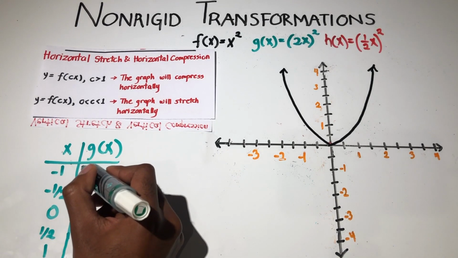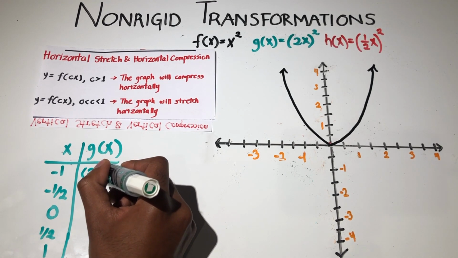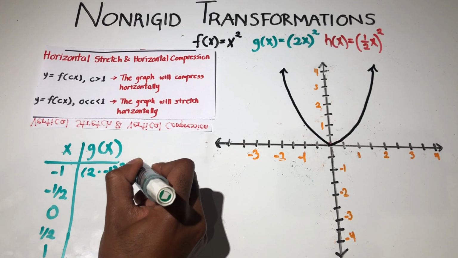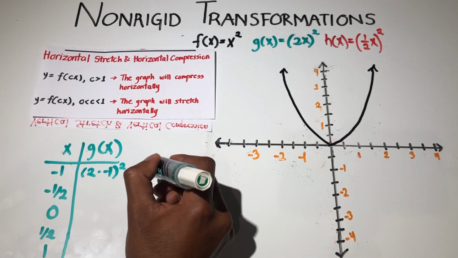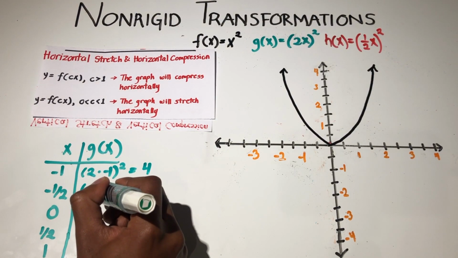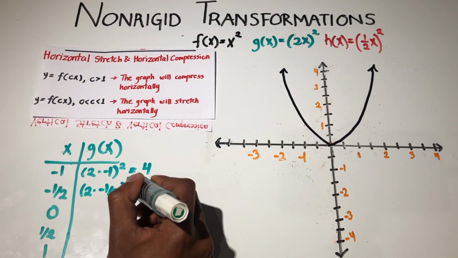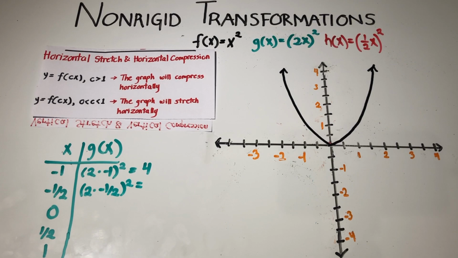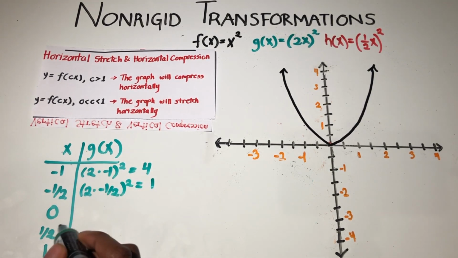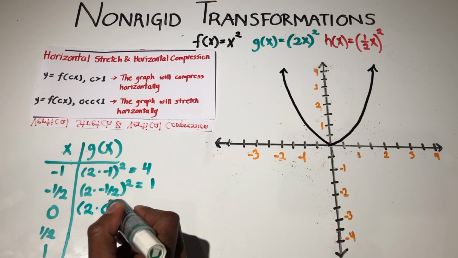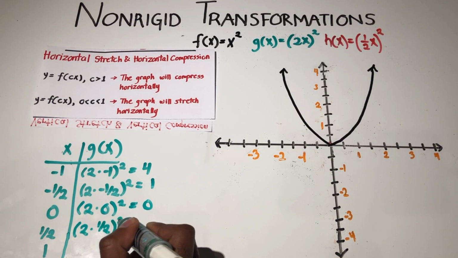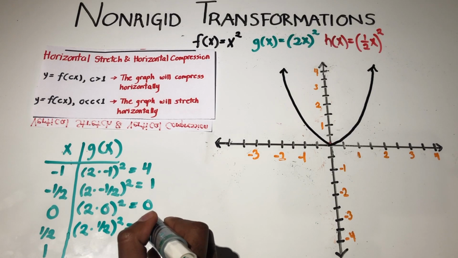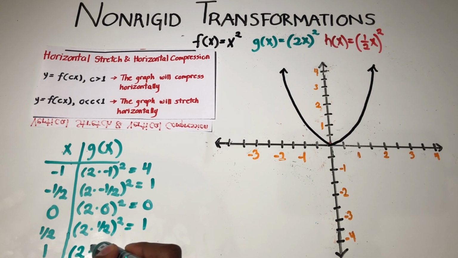Okay, so if we go ahead and do this, we have 2 times -1 squared. 2 times -1 is going to give us -2, and then -2 squared is going to give us 4. We have 2 times -half squared. 2 times -half is going to give us -1. Then -1 squared is just 1. We have 0, so 2 times 0 squared is going to give us 0. And then 2 times half squared. 2 times half is 1, and then 1 squared is just 1. And we have 1. 2 times 1 squared is going to give us 4.